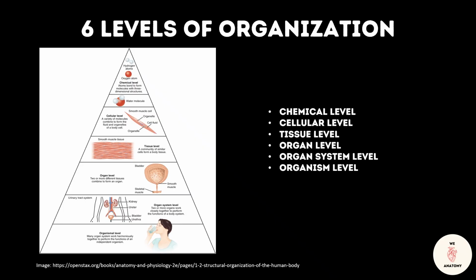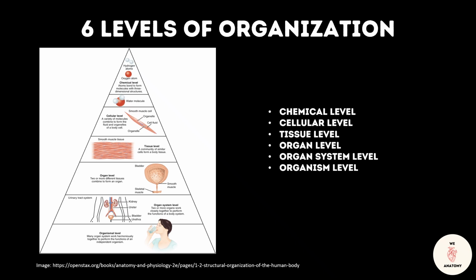Next, multiple organs can work together with a common goal and form an organ system. The heart is an organ of the cardiovascular system. Last, all of the organ systems in the body work together to maintain the health of the entire organism.